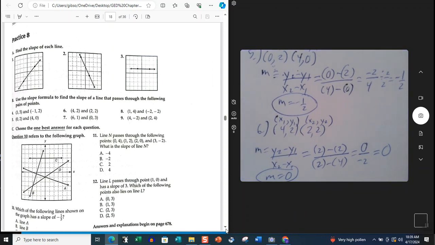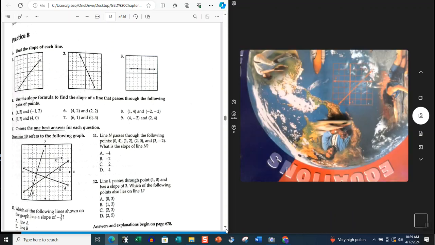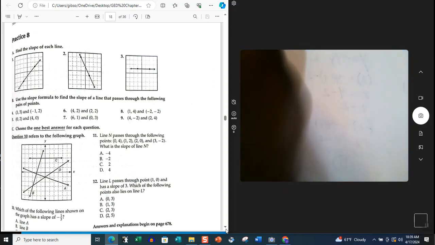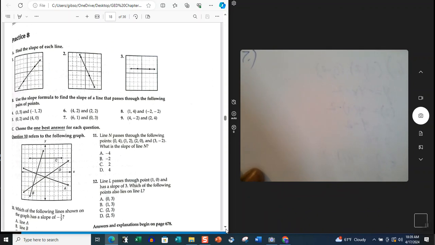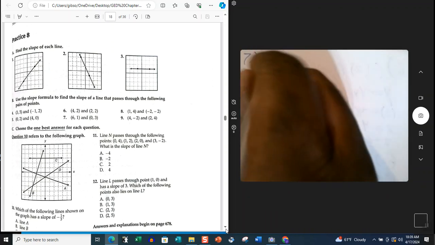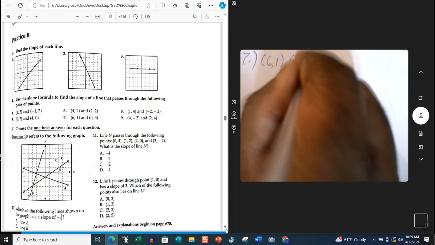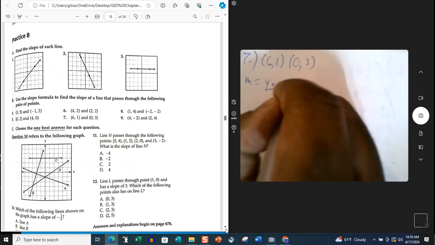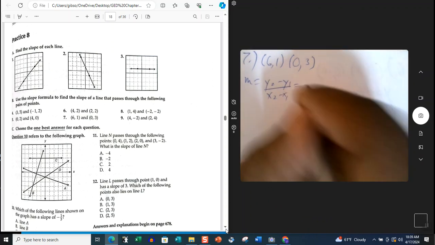Okay, now we're going to look at problems 7, 8, and 9. So problem number 7. We have (6, 1) and then (0, 3). So we have the slope is equal to y sub 2 minus y sub 1 over x sub 2 minus x sub 1.